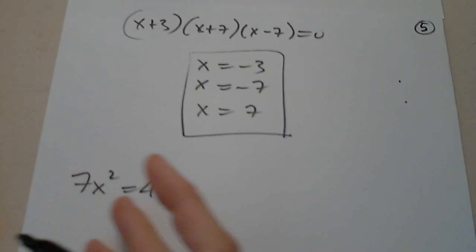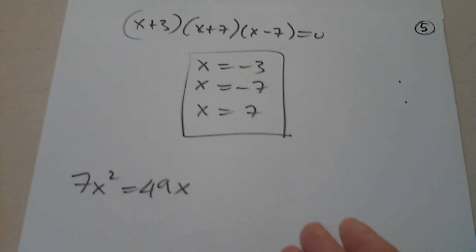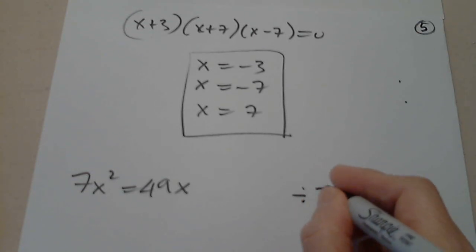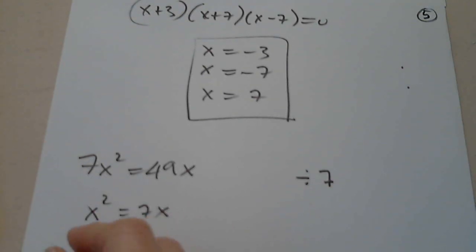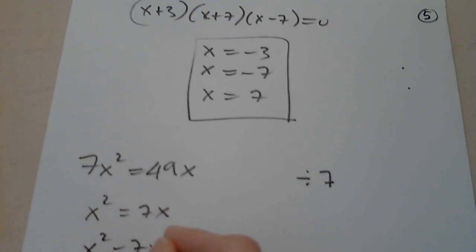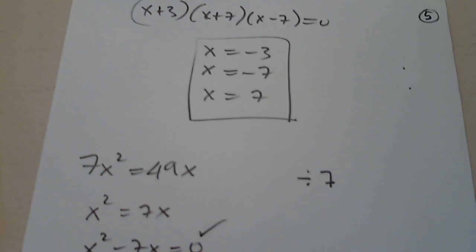Okay, this is an equation. I can never divide by x. That's not ever allowed. But I can divide both sides by 7 to simplify the equation. So then I have x squared equals 7x. Yes, I have to have everything to one side. That's mandatory because I have to have 0.